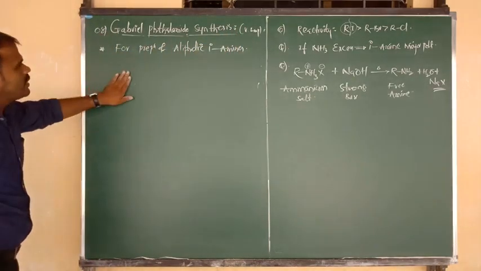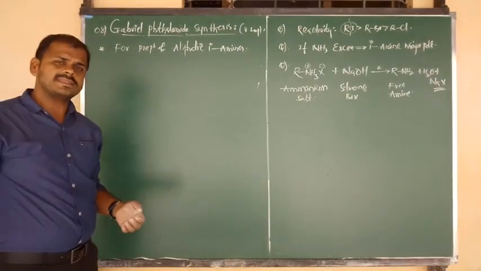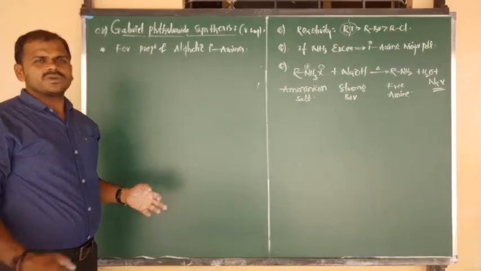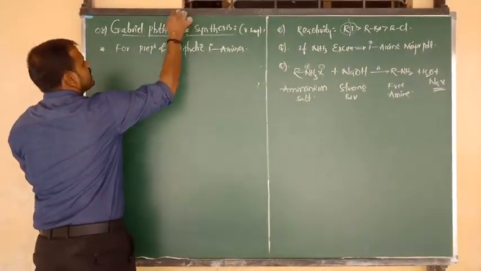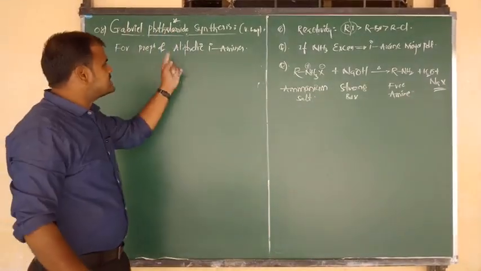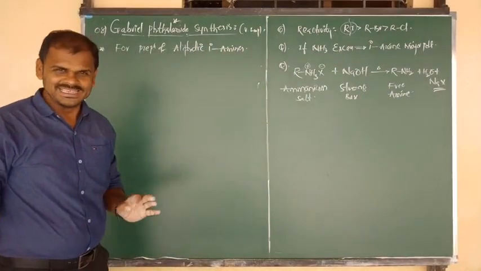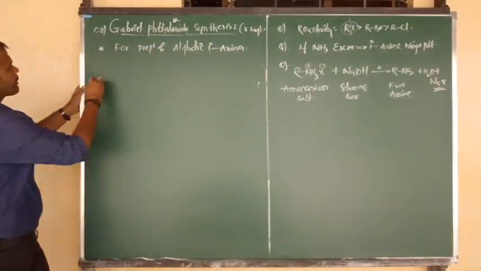Okay, so how to consider the reaction and how to prepare the primary aliphatic amine, that one I am going to show you. First of all, we have to start the reaction with the reactant. The reactant is nothing but phthalimide. Phthalimide is the reactant. Final product is aliphatic primary amine. Easily we can write. Okay, let me consider the phthalimide formula.